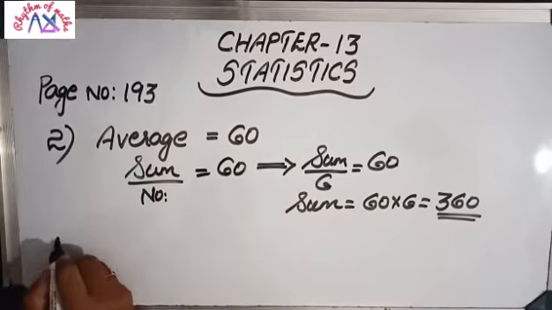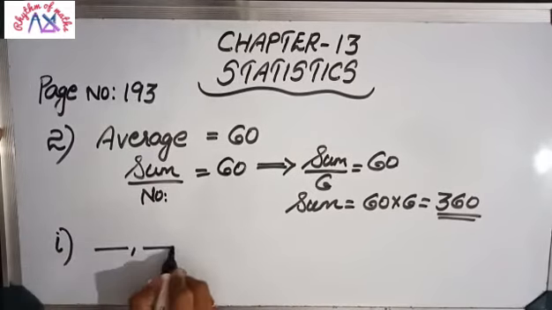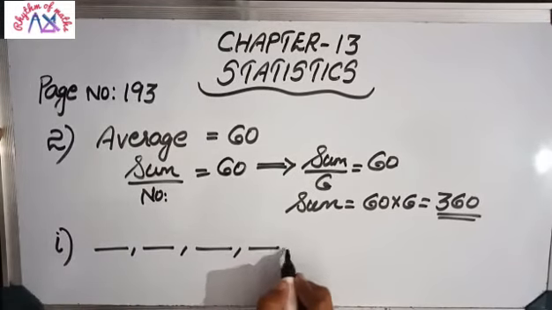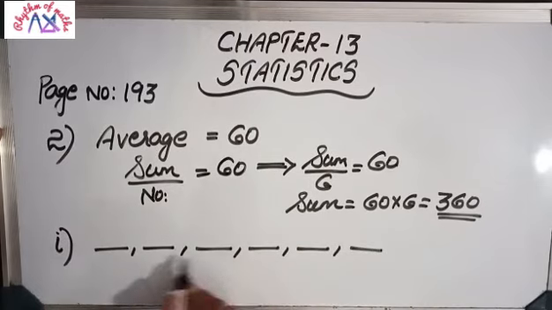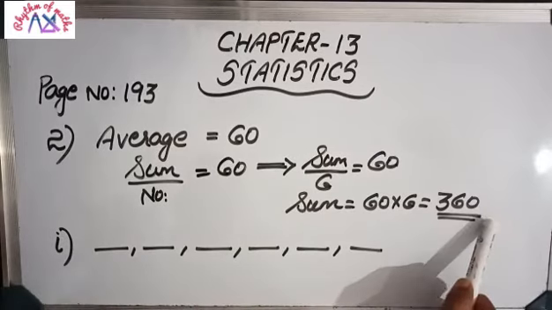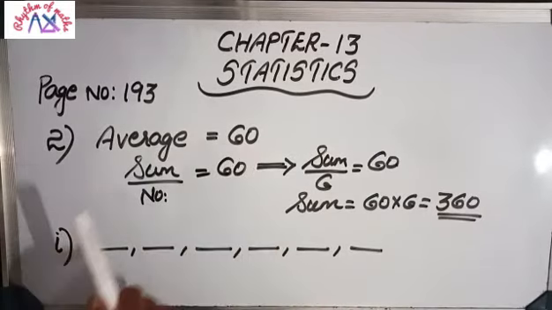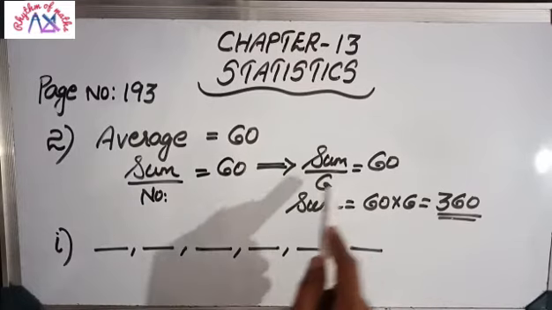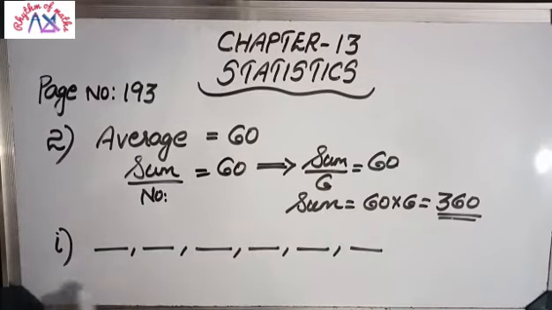Okay, in the first sub question we have to write total 6 numbers, and the sum of all these 6 numbers must be 360. Then only we will get average as 60, because 360 by 6 is 60. So 6 numbers we have to write, which leaves sum as 360.